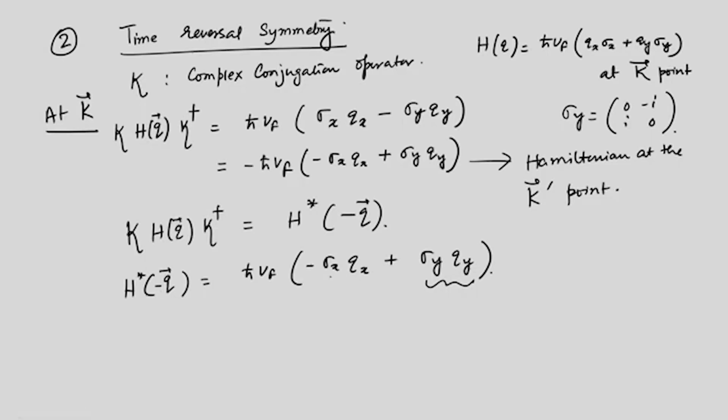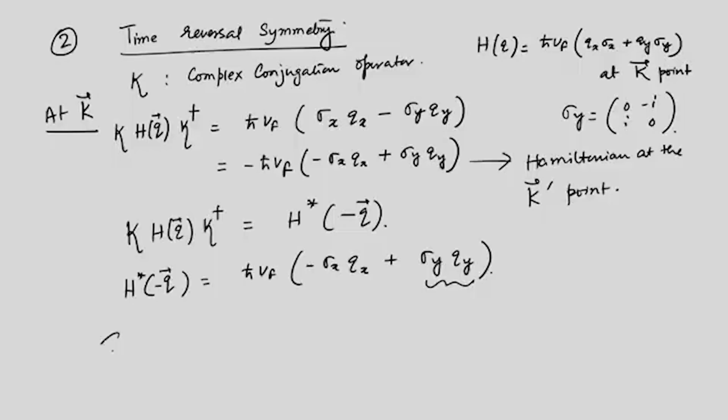But the first term, that is sigma x q x, sigma x does not change sign, but q x changes sign, and that is why you got a minus sign, and this is nothing but the Hamiltonian that corresponds to the K prime point. If you take the K point Hamiltonian with a plus sign, then this is a minus K, or you could take it alternatively, the K prime Hamiltonian to have a plus sign, and then the K will have a minus sign. So, there is nothing that puts a restriction on which one you can take, K or K prime. One of them is K, the other is K prime.